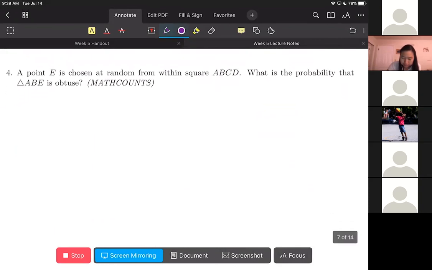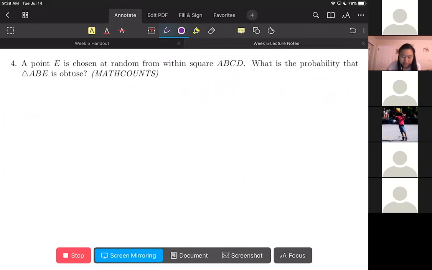Cool. So I picked a slightly trickier one next. This one says a point E is chosen at random from within square ABCD. What is the probability that the triangle ABE is obtuse? There's some different geometry terms here. Can anyone remind us what it means for a triangle to be obtuse? Yeah, it means that an angle is greater than 90 but less than 180 degrees. So it means that one of the angles is greater than 90 degrees.